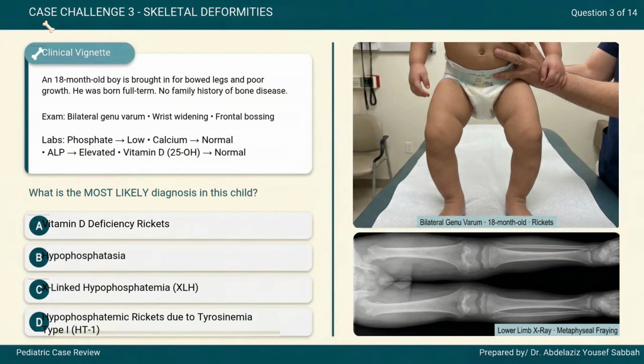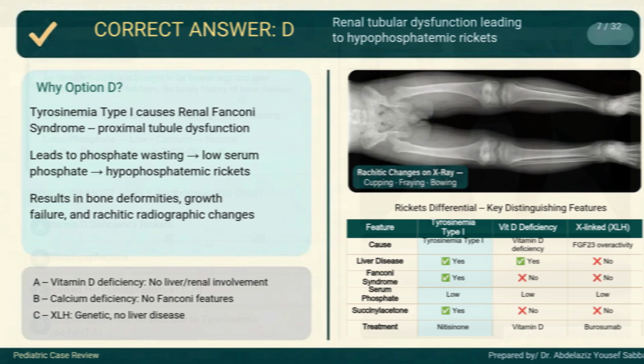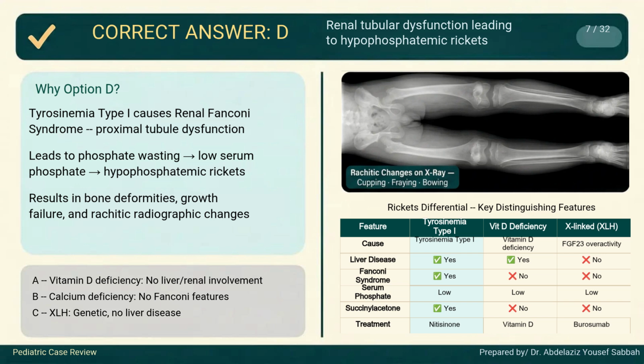Option A, vitamin D deficiency rickets. Option B, hypophosphatasia. Option C, X-linked hypophosphatemia. Option D, hypophosphatemic rickets due to tyrosinemia type 1. The correct answer is Option D, hypophosphatemic rickets due to tyrosinemia type 1. Tyrosinemia type 1 causes renal Fanconi syndrome, which is proximal tubule dysfunction. This leads to phosphate wasting, resulting in low serum phosphate and subsequently hypophosphatemic rickets.